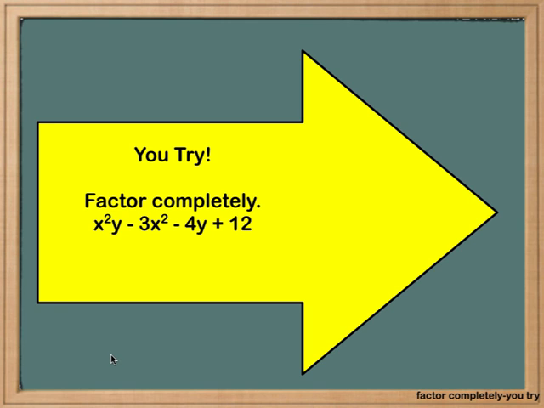Alright, here's a try for you. Try to factor this problem completely. X squared y minus 3x squared minus 4y plus 12. Hit the pause key and come back to check your solution. The solution is x minus 3, x plus 2, x minus 2. Remembering those parentheses can be in any order. If you didn't get the problem, let's chat about it tomorrow.